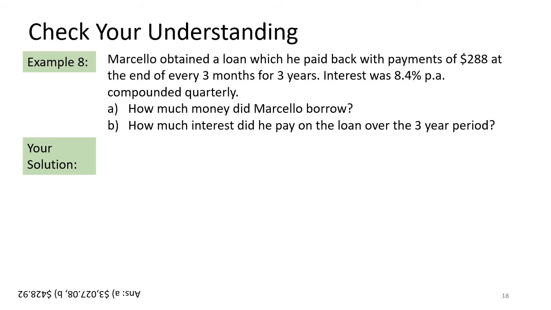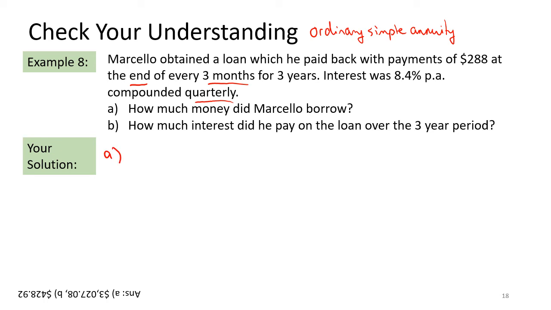First of all, at the end of every 3 months, which is quarterly, and interest is compounded quarterly. So it's an ordinary simple annuity. And we're asking for how much he borrowed. It's giving us his payments that he paid back. But remember, if you're borrowing and taking out that loan, you're taking out the money at the start. So that means we need to find the present value.